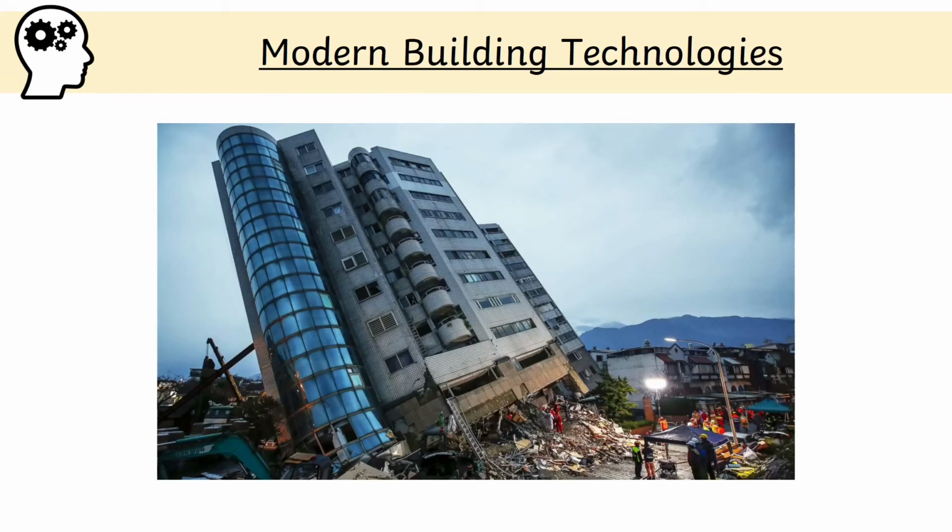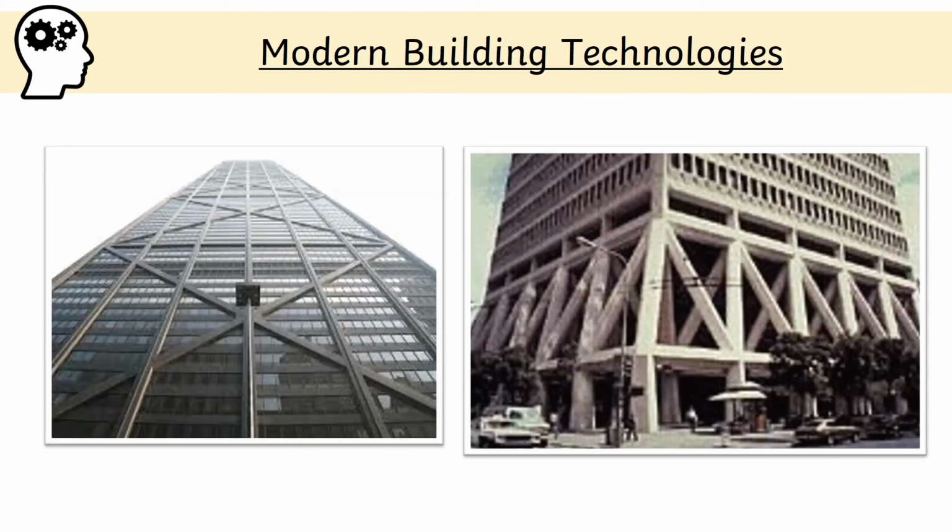Modern building technologies can be used to design buildings that do not collapse in earthquakes or when covered in volcanic ash. This reduces deaths and injuries from falling masonry and reduces the costs of repairs and rebuilding afterwards too. The first building technology we're going to discuss is cross-bracing.